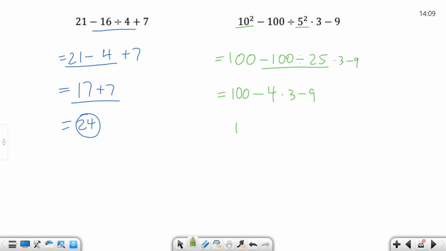So this is going to be 100, and now we multiply it. Negative 4 times 3 is negative 12 minus 9. So what do we do first now? Right, we had to do the multiplication first because we don't do subtraction before multiplication. Now we have just 2 subtractions, so I'm just going to do the first one. 100 minus 12 is what? 88 minus 9. 88 minus 9 is 79.